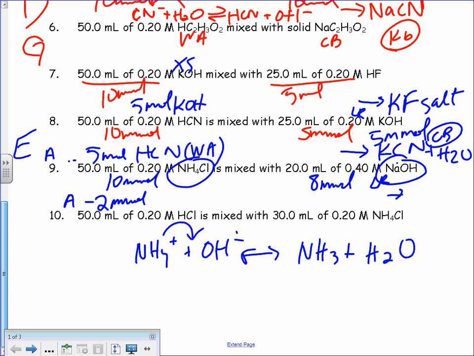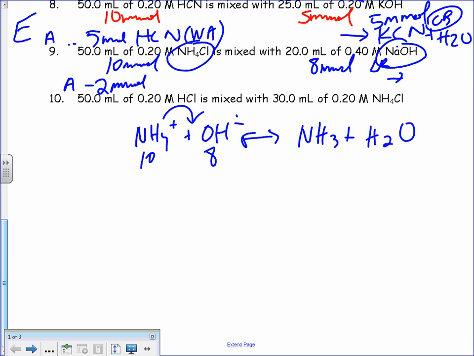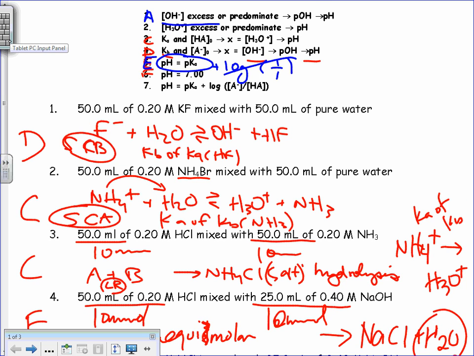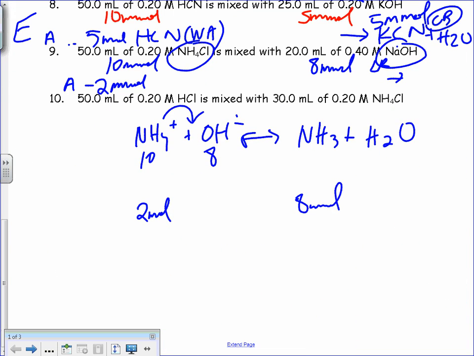Did I do that right? Okay, I wrote, sorry, I'm on the wrong line here. This one is 10, this one is 8, so at the end, when this reacts, we're going to have 2 millimoles of this left over, and then we're going to make 8 millimoles of this, and then water. Yes? So what do we have here? A buffer, and you can use the pKa of this or the pKb, you just have to find what you need. So this information here can be swapped for pOH if you need to, but you can actually plug it right into that. Okay, that was for number 9.